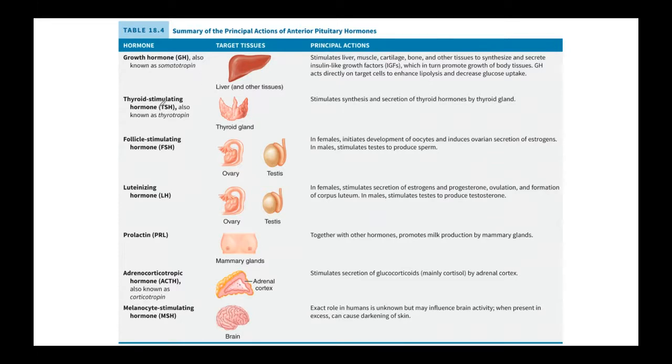When we look at thyroid stimulating hormone, it stimulates the synthesis and the secretion of thyroid hormones by the thyroid gland, right? And we think of T4, which is thyroxine, which gets converted to T3, primarily in the liver, and we know that it's selenium dependent. T3 is called triiodothyronine.